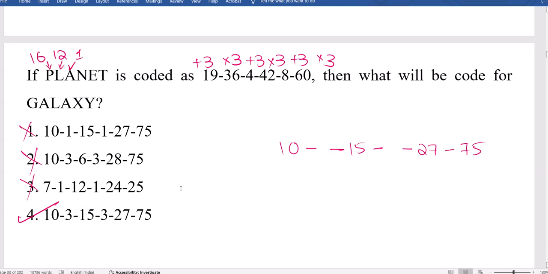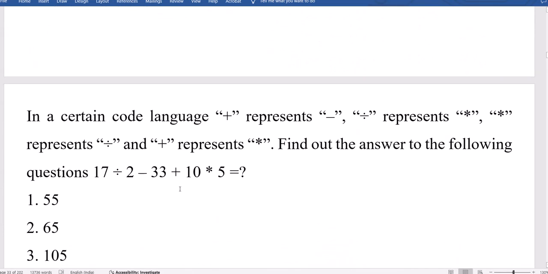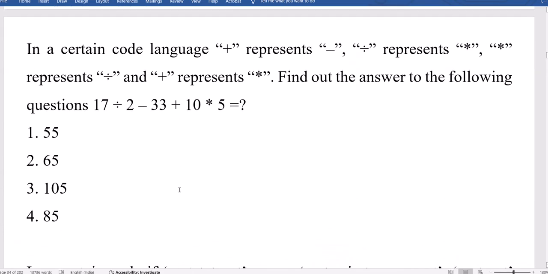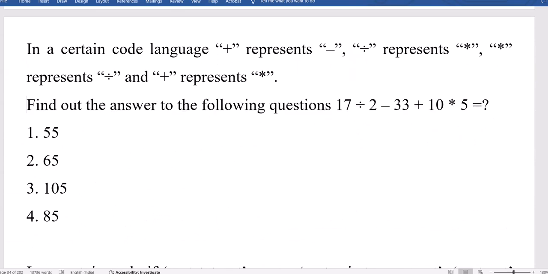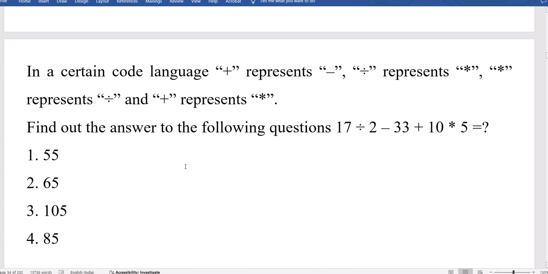See the next one. This is a straightforward, easy question. You need to just change it and perform the calculation. Do the changes as per the suggestion given and perform the calculations.